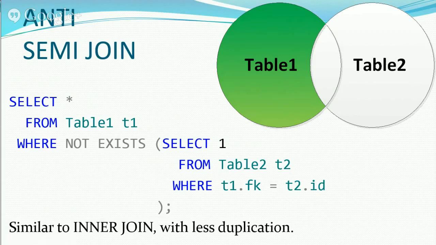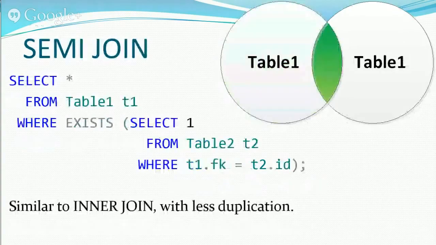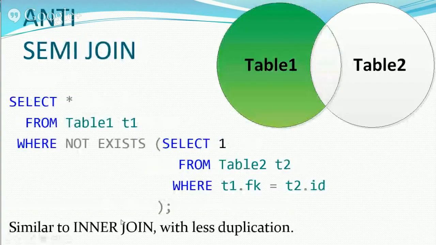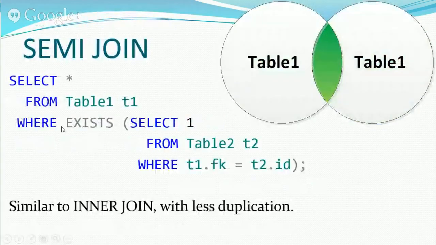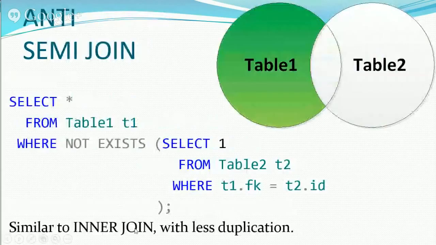Is that bottom line supposed to say average line, similar to average line? That was left over from the previous slide. Sorry about that. So the semi join that we did is very similar to an inner join with less duplication. Good catch. That should not be on this slide at all.